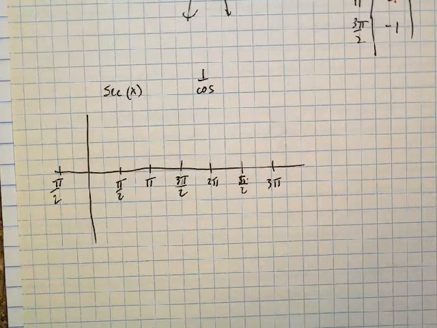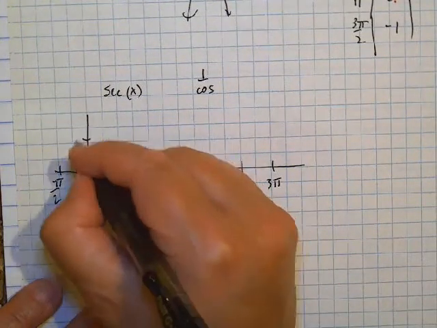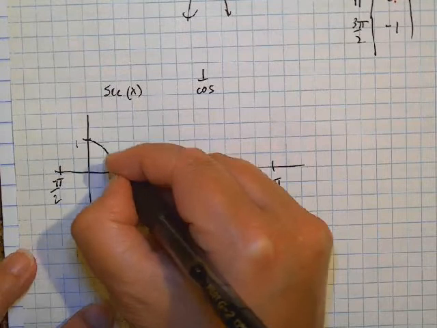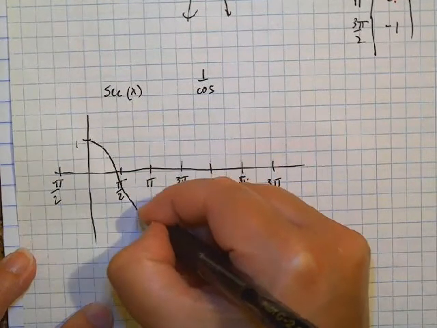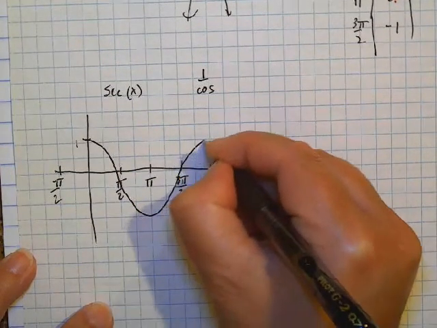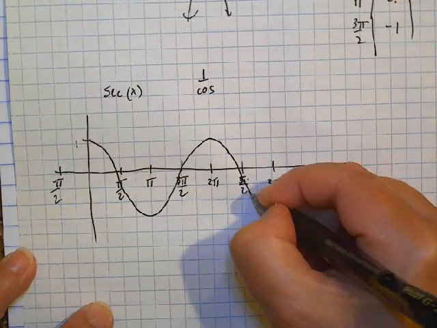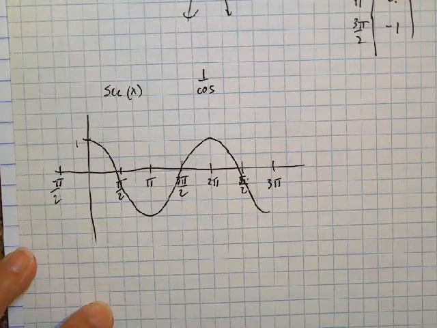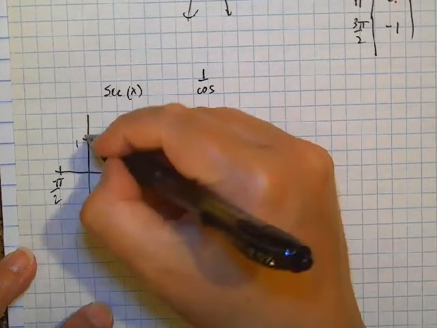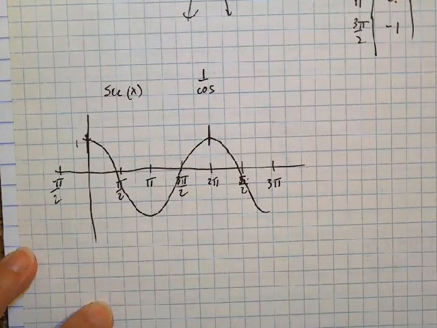So when we think about graphing secant, we first have to start off with what we think the cosine graph would look like. And cosine is the graph that starts at 1 and looks something like this and keeps going. It has a period of 2 pi, so each cycle starts and ends at 2 pi.